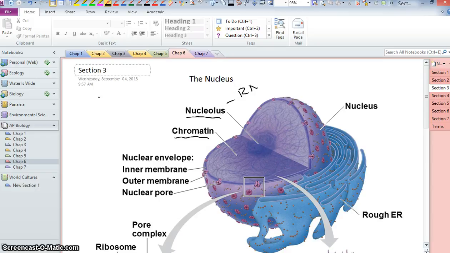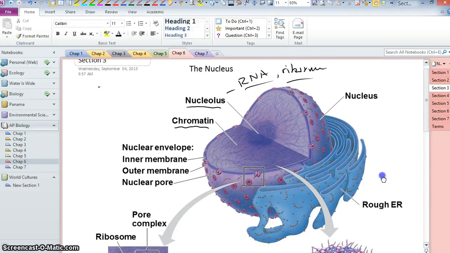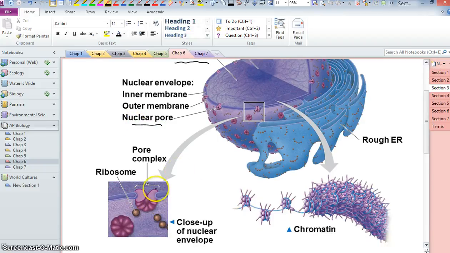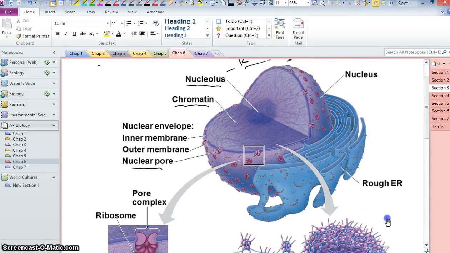The nucleolus is a region in the nucleus where RNAs and ribosomes are being made. Those materials will be exported from the nucleus to be used outside in the cytoplasm. The nuclear envelope has a double membrane. It's made of phospholipids, just like any cellular membrane. There are these openings, these pores, that are formed by proteins that allow for movement of things in and out of the nucleus, primarily a way for RNAs and ribosomes to get out of the nucleus.